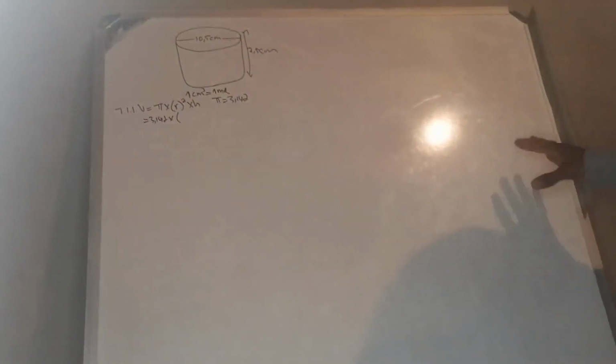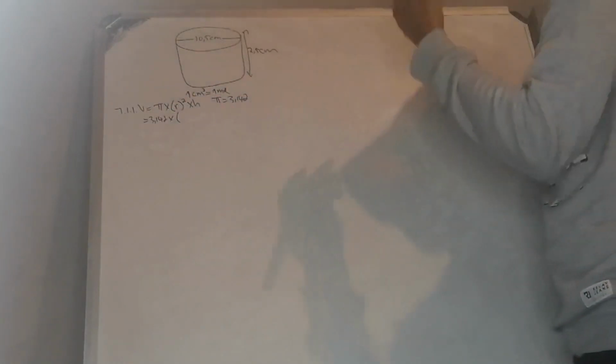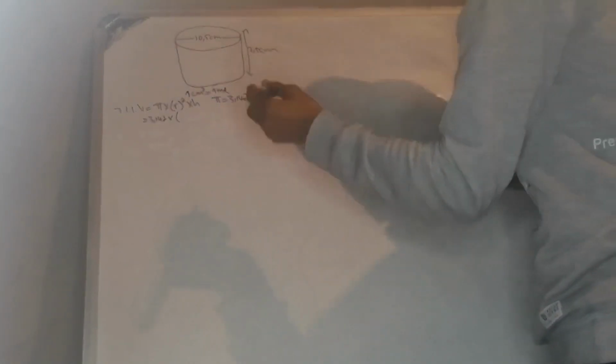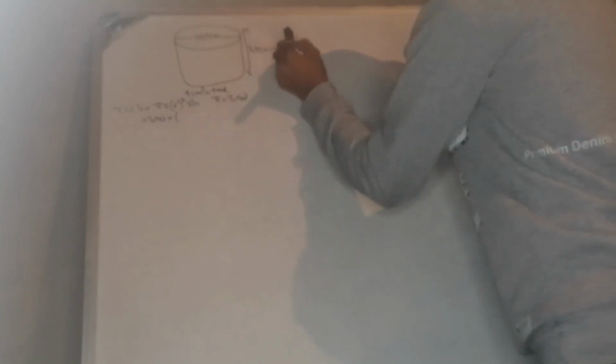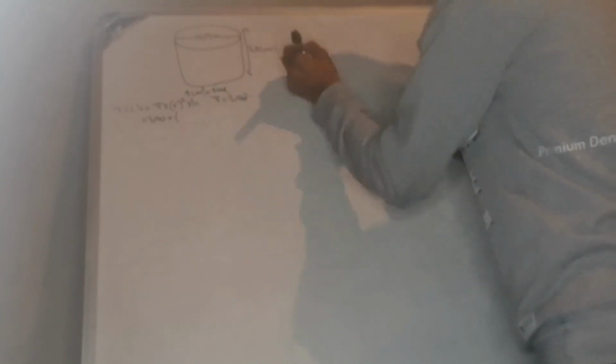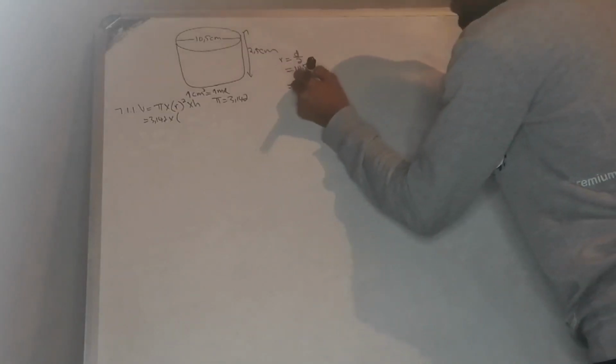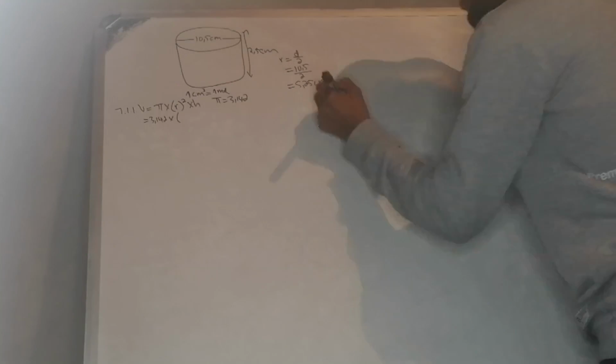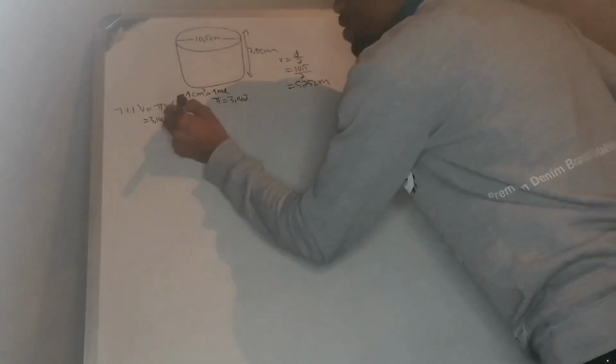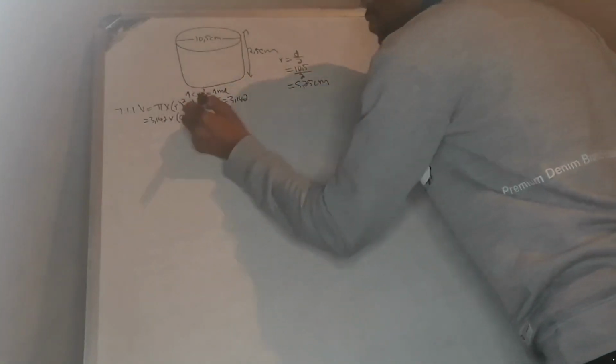Right. What is this? This is the diameter. In order to find the radius, I'm going to say that the radius is half of the diameter, which is 10.5 divided by 2. What is 10.5 divided by 2? 5.25. 5.25 centimeter. So I'm going to say 5.25, that must be squared.